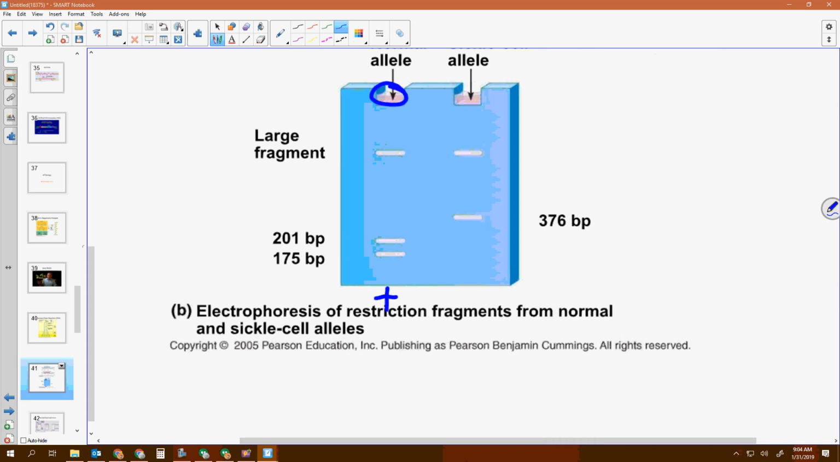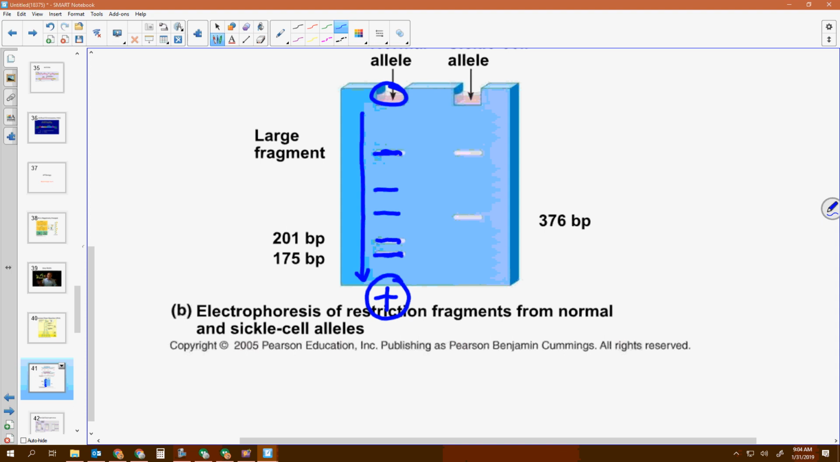This end of the gel is very positive, so the DNA is going to want to go through the gel. Well, the really small fragments, because they're small, are going to be able to move through the gel pretty quickly. The really big fragments are going to get lagged behind way back here. And so eventually what you have is these bands that form, all the different segments of DNA.